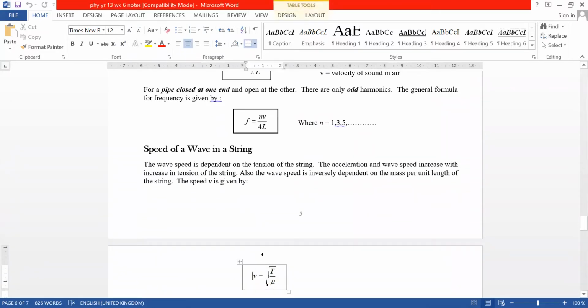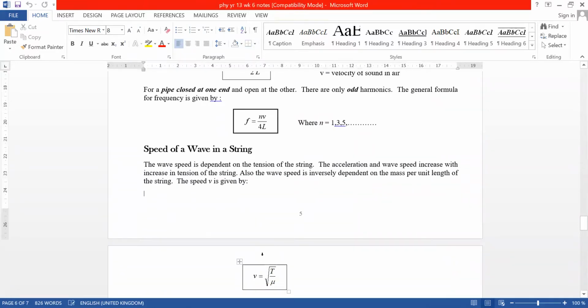Then we have the speed of a wave in a string. The speed of a wave is dependent on the tension in the string. Actually, this is a lab kind of thing; we'll try that if we get to meet in the lab. The wave speed increases with increase in tension of the string. This is what people with the guitar do when tuning the string and other stuff. They are actually playing with the tension.